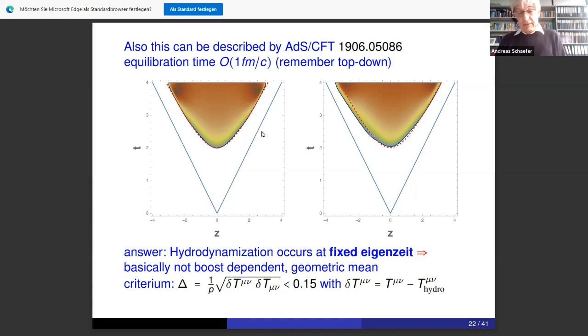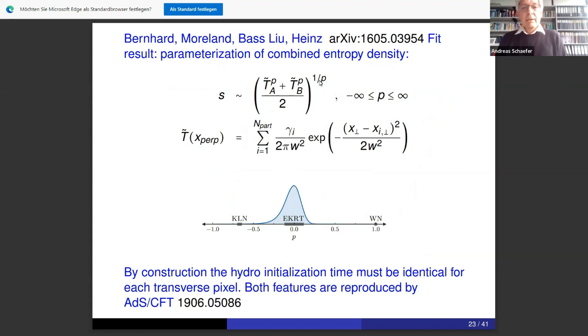Which is Lorentz invariant. And therefore you will have a thermalization of the full system at a constant eigentime. And that explains why these inhomogeneous structures don't invalidate this rapid thermalization. There was another nice result from this calculation, namely we could deduce how these two energy densities have to be averaged to get a correct average density in the CM system. And it turns out that has to be the geometric mean.